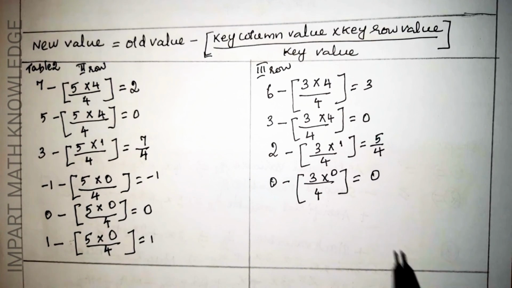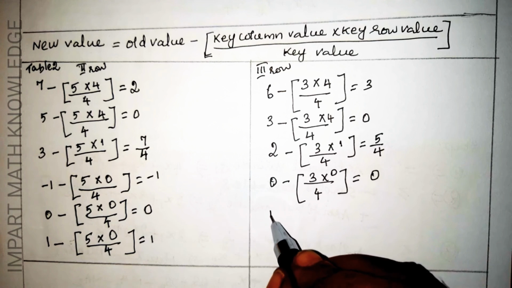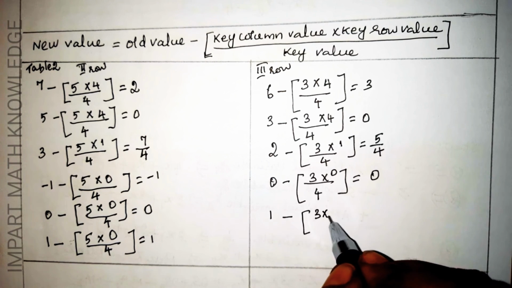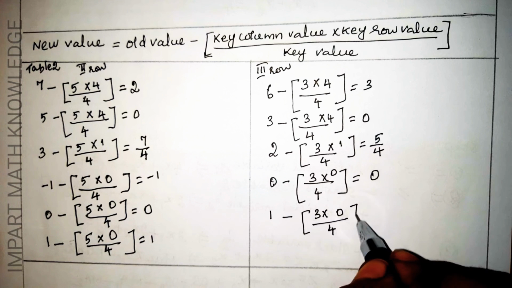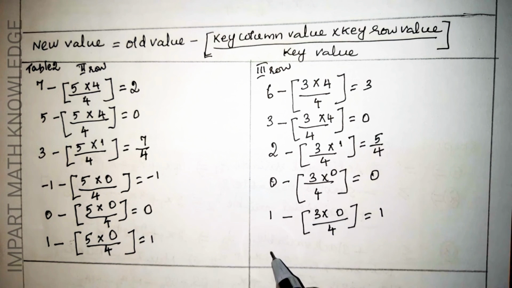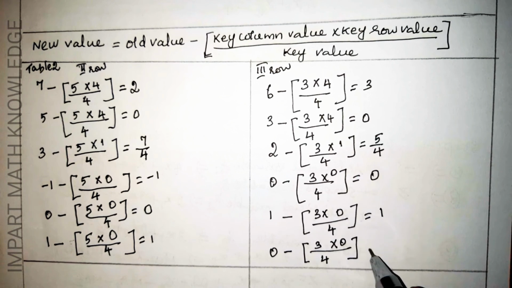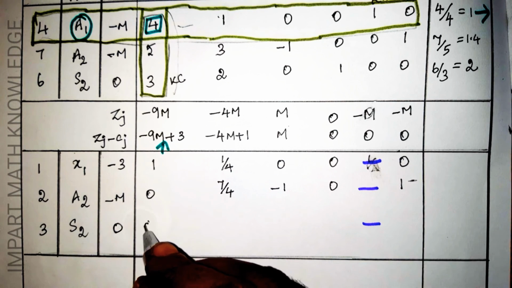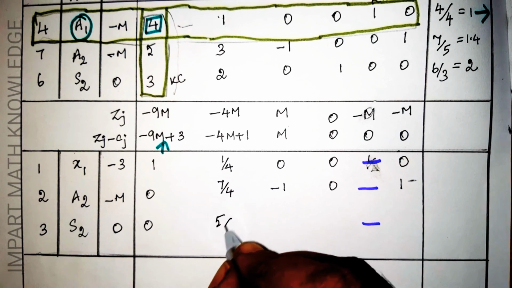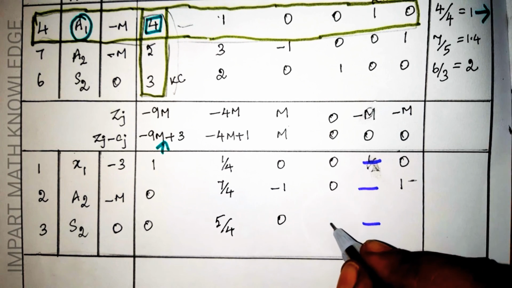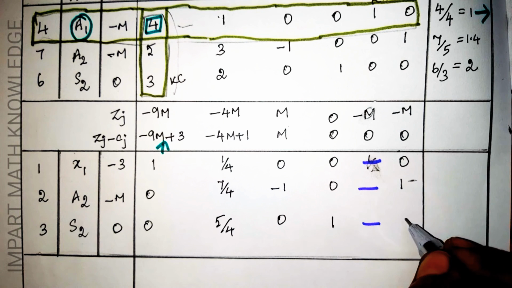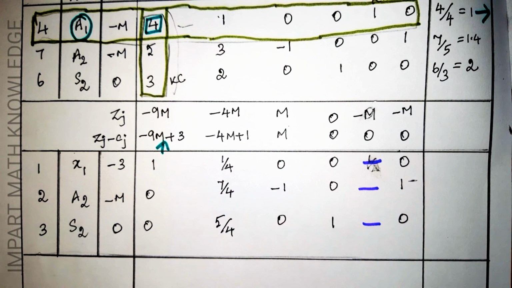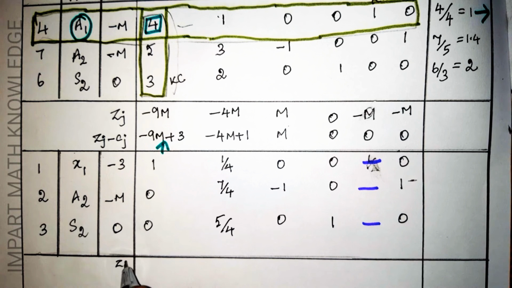The next value is 1 minus 3 into 0 divided by 4. So the value is 1. Now the last value 0 minus key column value, key value into key row value is equal to 0. Third row values are 3, 0, 5 by 4, 0, 1, dash and 0. Now we have to find Zj value.